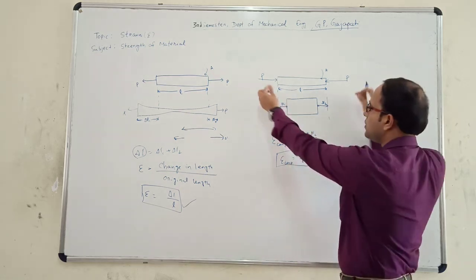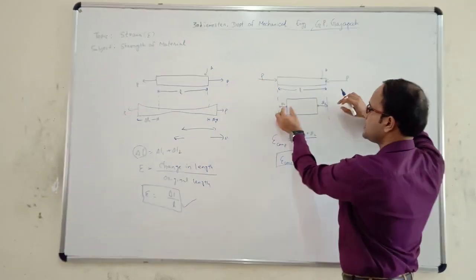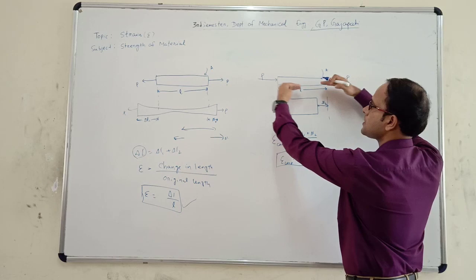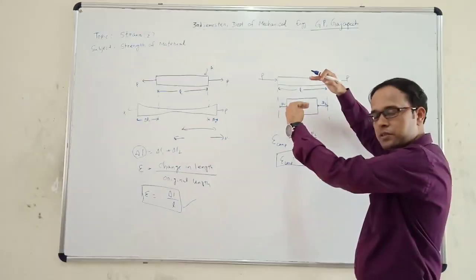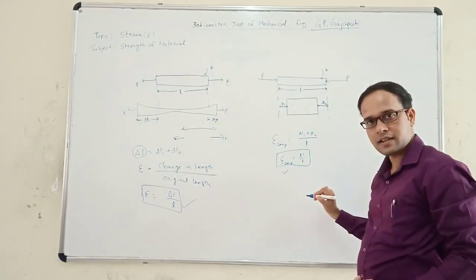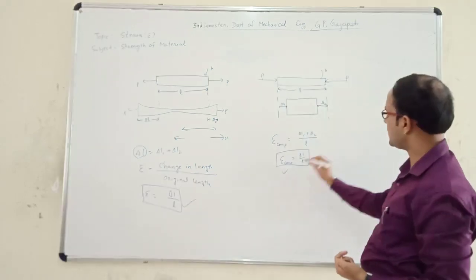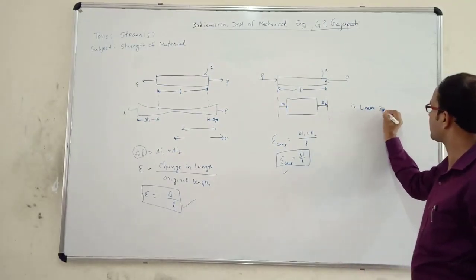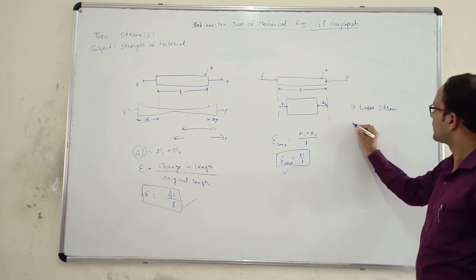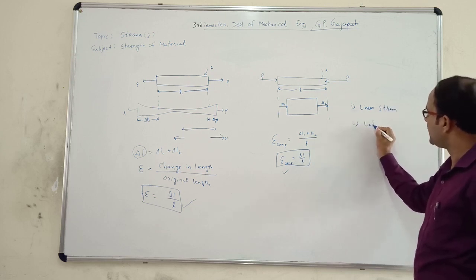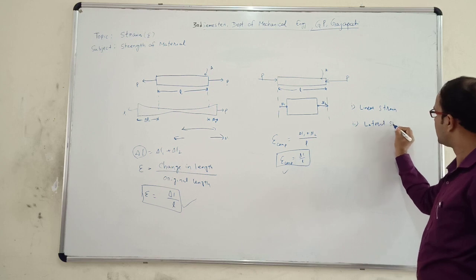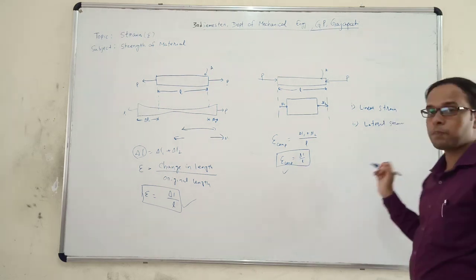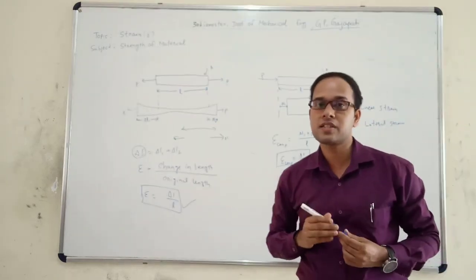Here we are also taking the change in dimension along the direction of application of force. This is also linear strain. These are linear strain. What is lateral strain? That means if we take the change in dimension perpendicular to the direction of application of force.